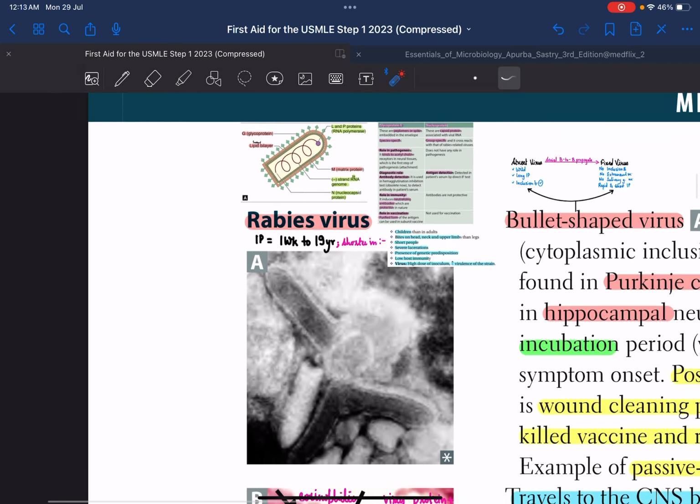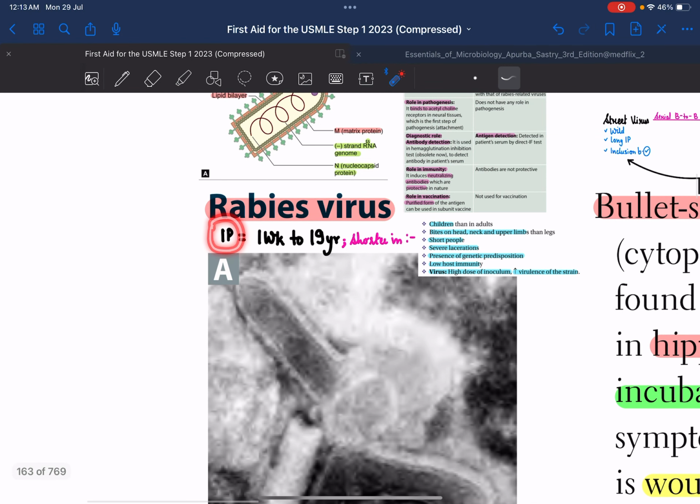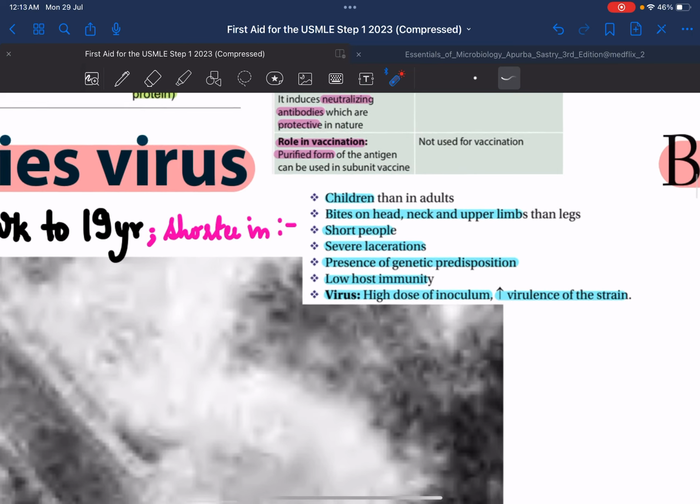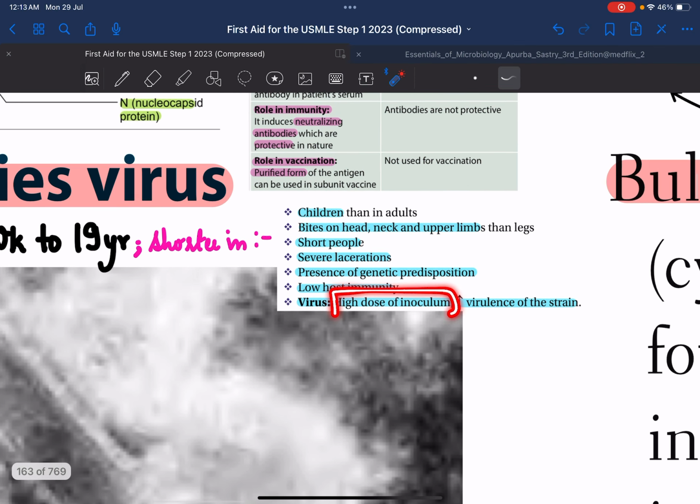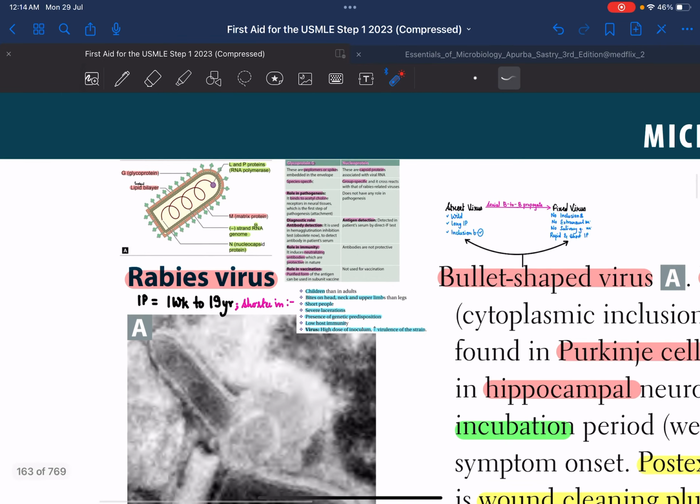Okay, the rabies virus has an average incubation period of around 20 to 90 days, but it may range from over 1 week to 19 years. But the incubation period will be shorter in children, if the bite is on the head, neck or upper limb, in short people, in cases of severe laceration, in patients who have a genetic predisposition to the virus, in patients of low immunity, and if a high dose of inoculum is inoculated on the host, or the virulence of the strain is very high. In such cases, the incubation period shortens.